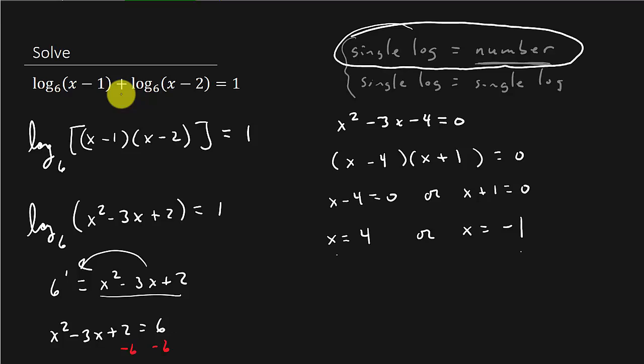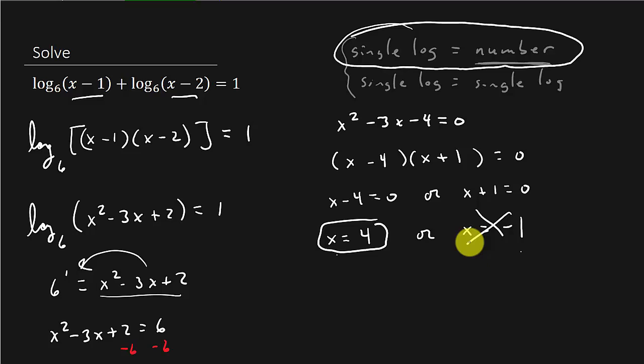You don't have to necessarily check that you get the same thing on both sides. You've just got to take them, plug them in, and make sure you're not taking the log of a negative number. So look at this. If we plug the 4 in, plug the 4 into here and here, 4 minus 1 is positive 3. 4 minus 2 is positive 2. So that's good. That one works. Now take the negative 1. Plug it in for x. Negative 1 minus 1 is negative 2. Can't take the log of a negative number. The negative 1 is not a solution.